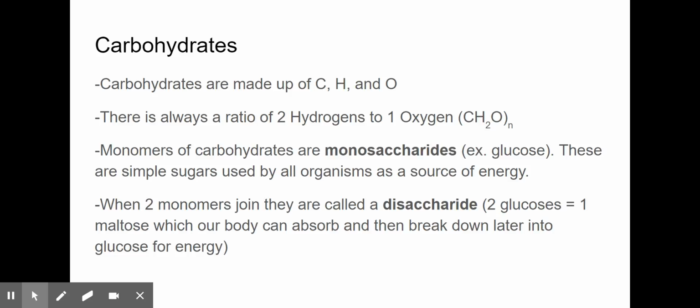And then when we join those monomers together, and we've got 2, we call it a disaccharide. You guys know di means 2, right? Yeah. So mono 1, di 2. 2 glucoses are 1 maltose. Sometimes we want to store glucose for later, and we can store it in disaccharides or even bigger carbohydrates.